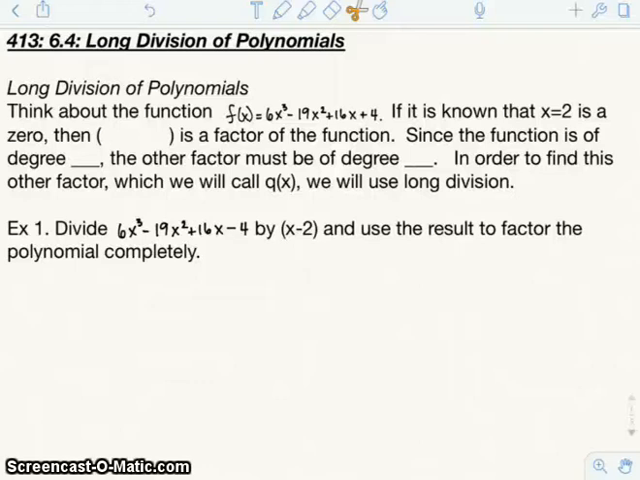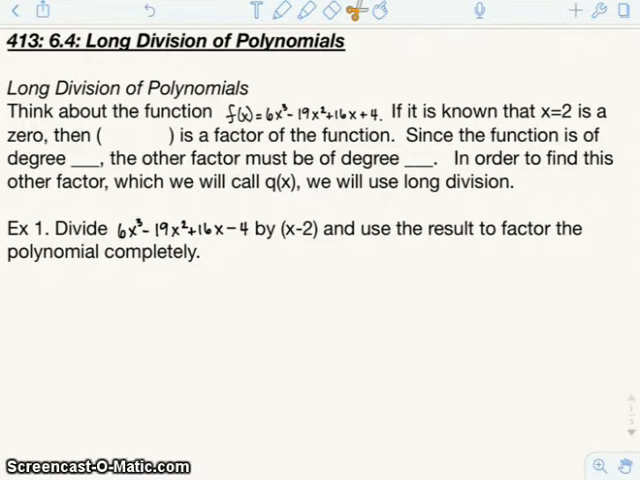Section 6.4 is long division of polynomials. You've heard of long division before, you've used long division before, but now we're just going to transfer that knowledge to polynomials. If you remember what a polynomial is, we've been working with them for a while now. It's different terms, variables of different exponents and things like that, all in one big piece.